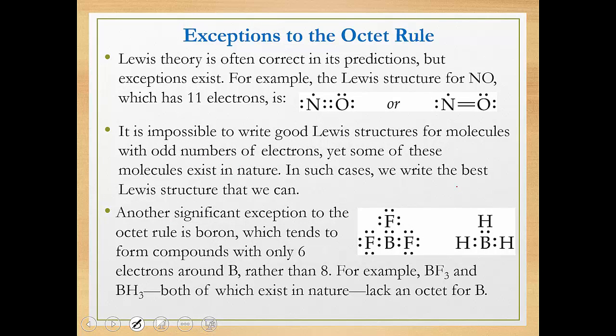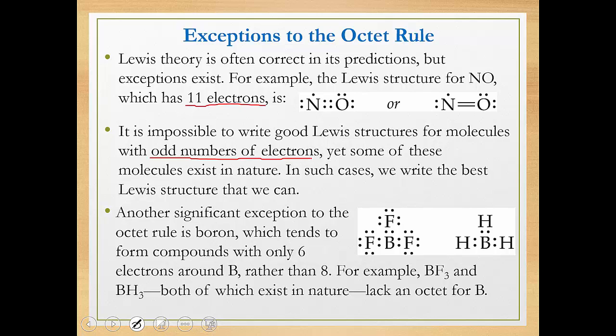Now, there's an exception to every rule. The octet rule is no exception. So what are the exceptions to the octet rule? Well, let's say, for example, we're looking at the Lewis structure for nitrogen monoxide. Now, this is one of those cases where you want to have an even number of valence electrons. This one doesn't. It has 11 valence electrons. It has an odd number. It is impossible to write a good Lewis structure for molecules with odd numbers of electrons.